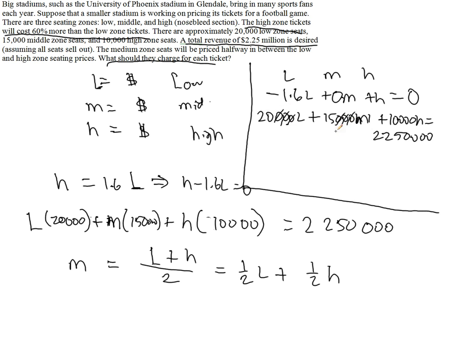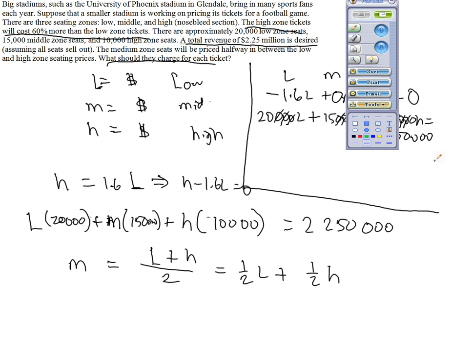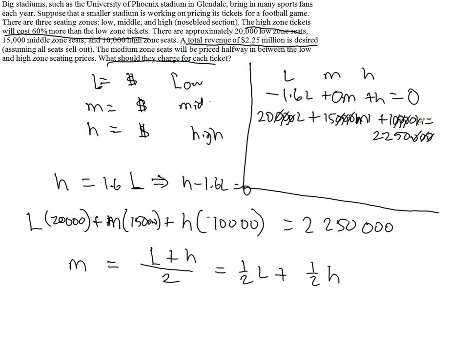instead. 15,000, I'll put 15 instead. 10,000, I'll put 10 instead. And then here I'll cross out 3 zeros as well, so that'll leave me with 2,250. Smaller equation to work with.